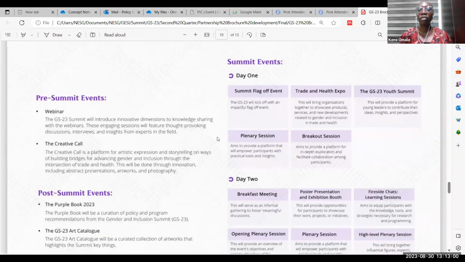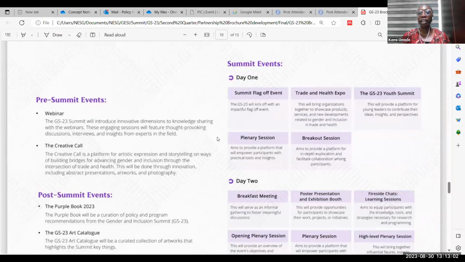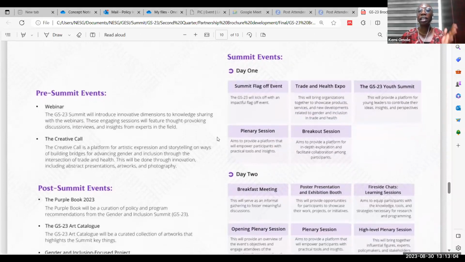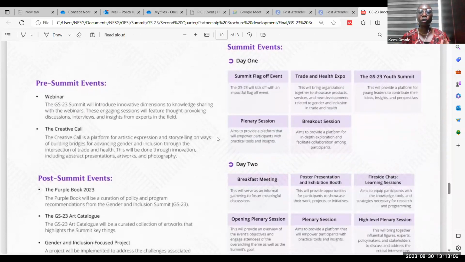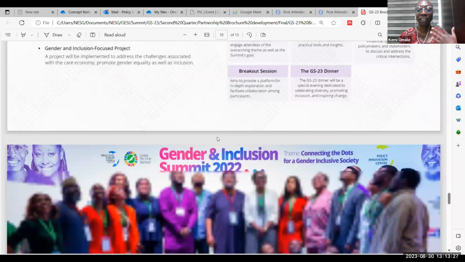Last year was 1 day, but this year we have decided to scale it upward to 2 days. On day 1, there will be a youth summit, plenary sessions, and breakout sessions. It's all going to be very rich. However, before the actual summit, we have the webinars, and we're going to have post-summit events as well.